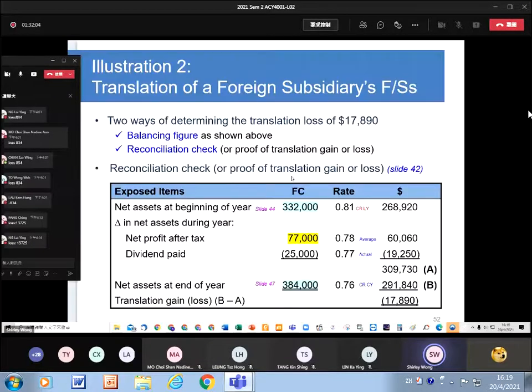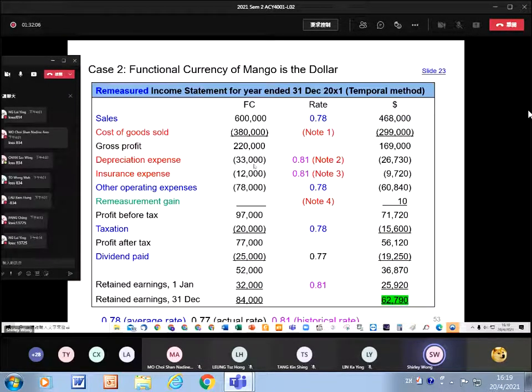And then for the depreciation, the same. The asset exists at the beginning of the acquisition date. We also use the actual rate on the acquisition date. Therefore, for the depreciation and insurance, we will use the historical rate. And then remember, under the remeasurement method, all the gain or loss will be put into the P&L.